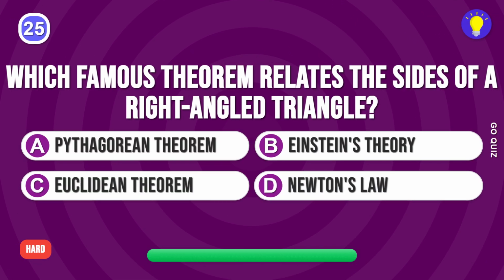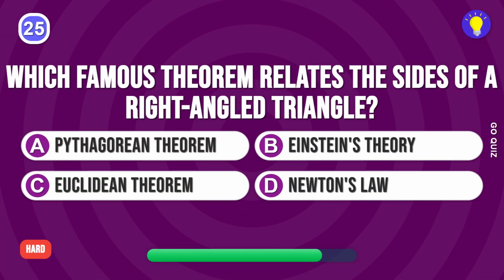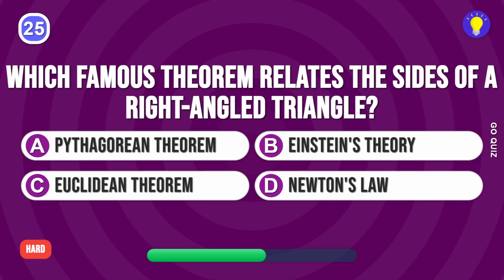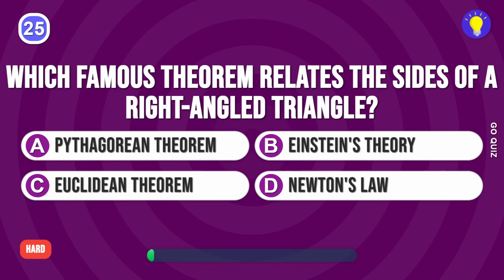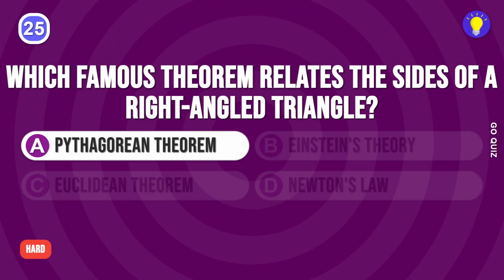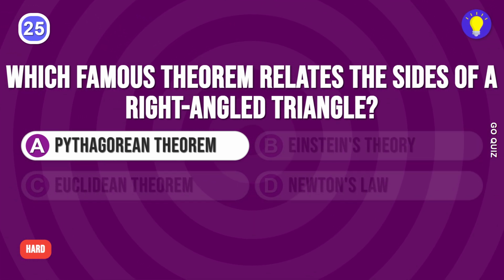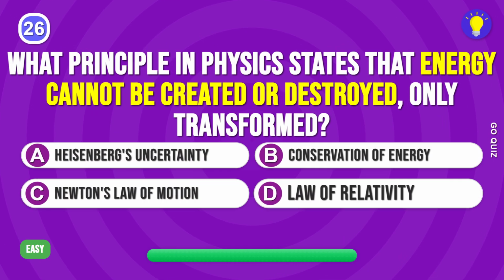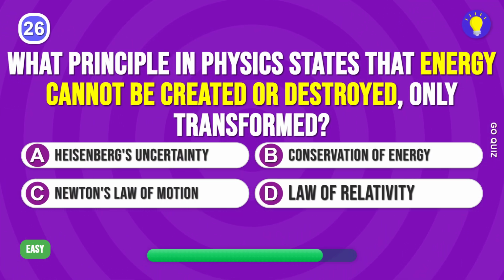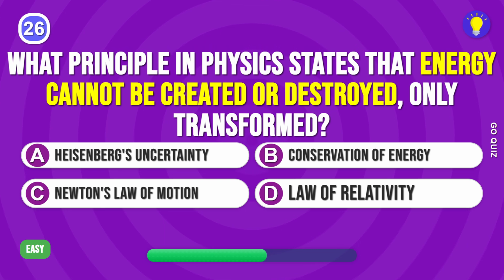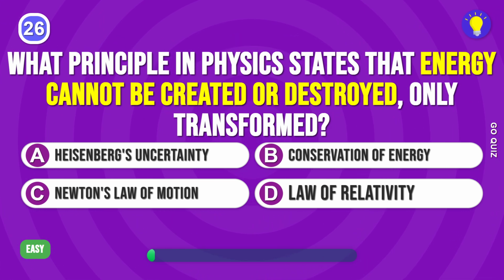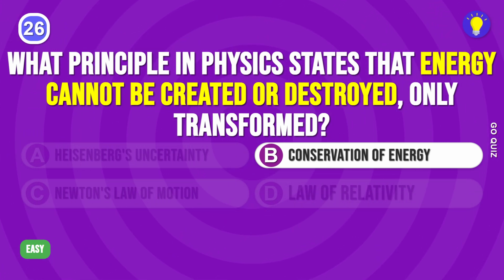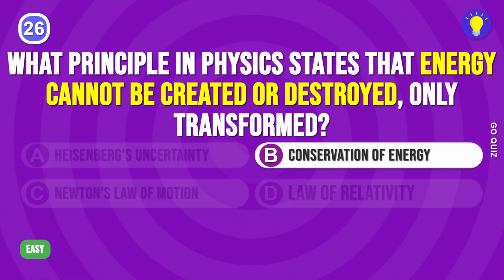Which famous theorem relates the sides of a right-angled triangle? The Pythagorean theorem, a squared plus b squared equals c squared, applies to right triangles. What principle in physics states that energy cannot be created or destroyed, only transformed? The law of conservation of energy is a fundamental principle in physics.